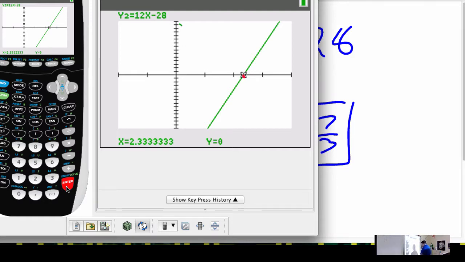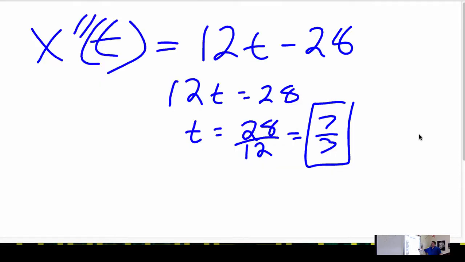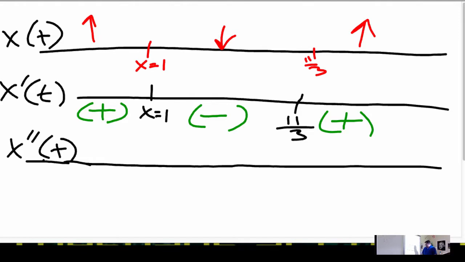To the left of that, what is this y value? What is the value of this? Yeah, it's negative. So x double prime of t is negative. And to the right of that, what is it? Yeah, x double prime of t is positive. Does that make sense to you guys? So is that where it's concave? Yep. So don't get ahead of me. Well, you can, just don't.